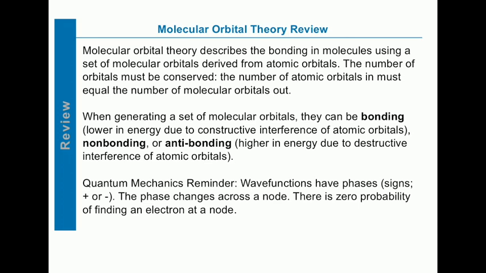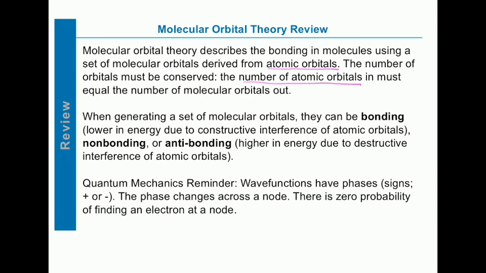Now, first off, remember, molecular orbitals are formed from atomic orbitals. That's rule one. And more importantly, the number of atomic orbitals must stay consistent. If I have 4 atomic orbitals, I will build 4 molecular orbitals. That's how this kind of consistent works. And this is just permutations. If I have 4 atomic orbitals, I'll build 4 molecular orbitals.